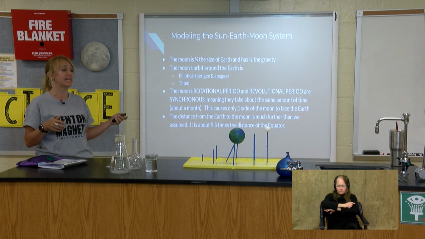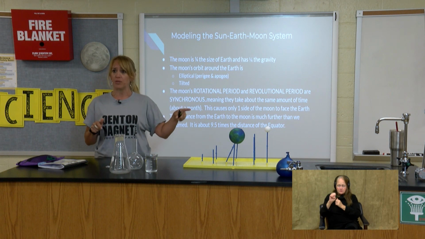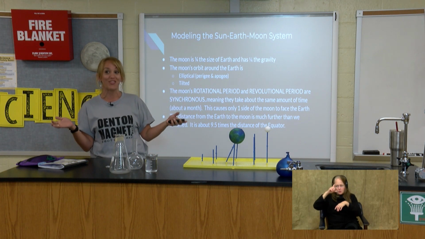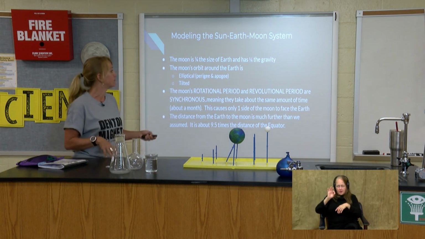And then we also looked at a distance model and saw that the distance between the Earth and the moon is much farther than we thought. It's actually 9.5 times the distance at the equator.